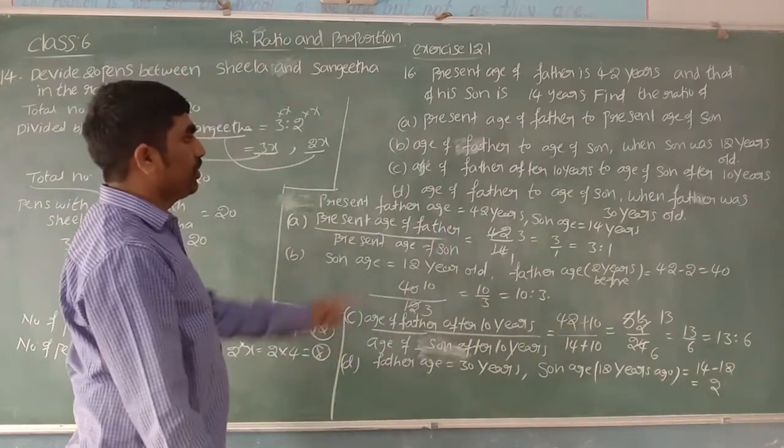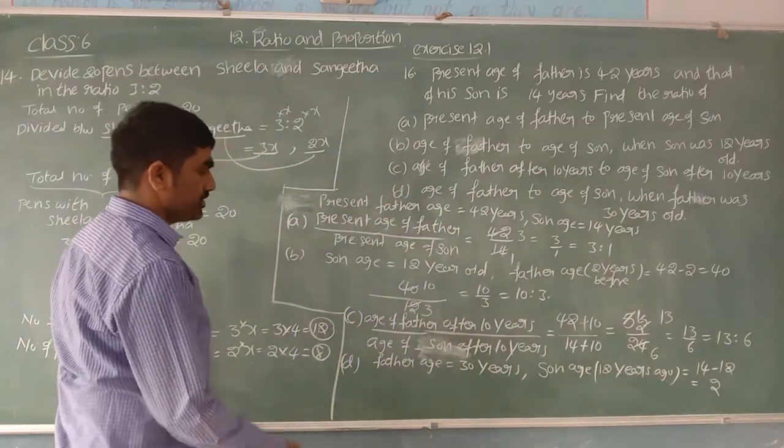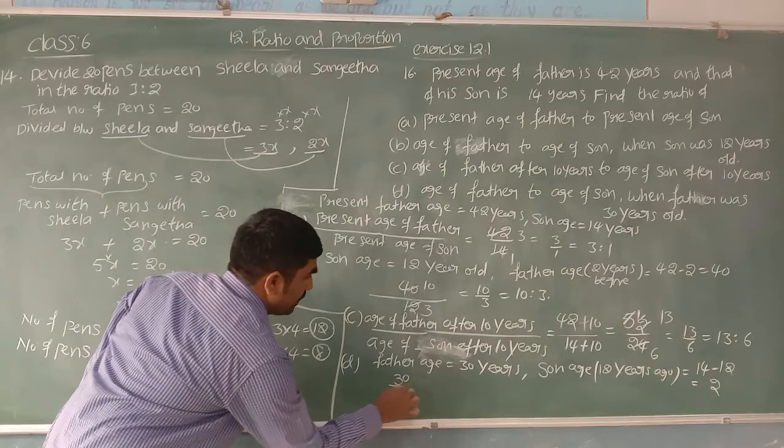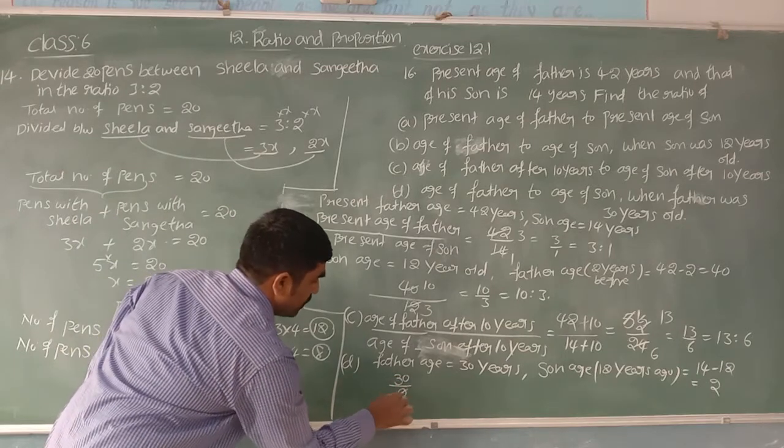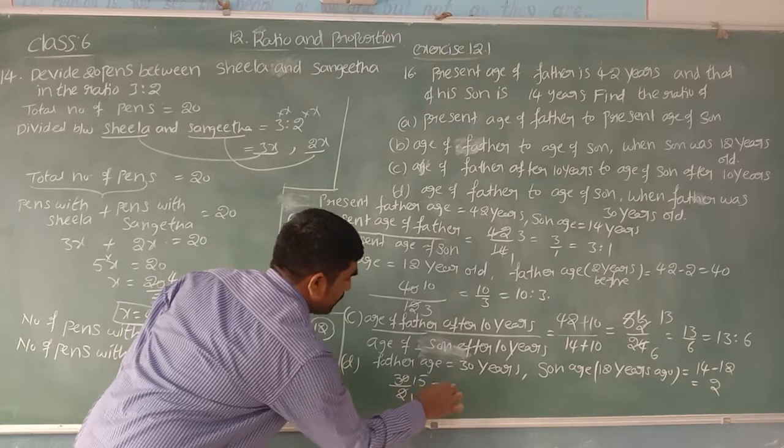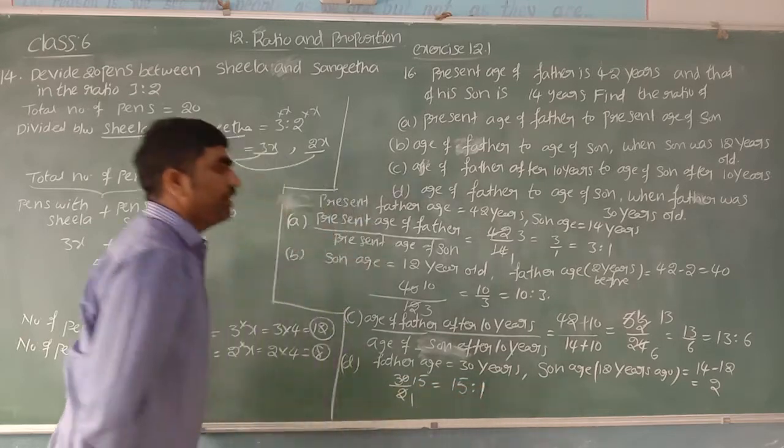Now we have to find the ratio of father to son's age. So the father's age is 30 and the son's age is 2 years. 2 1s are 2, 15 2s are 30. The ratio is 15 is to 1.